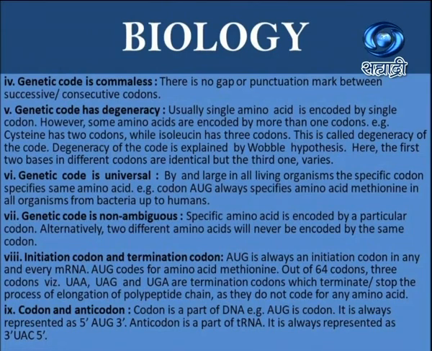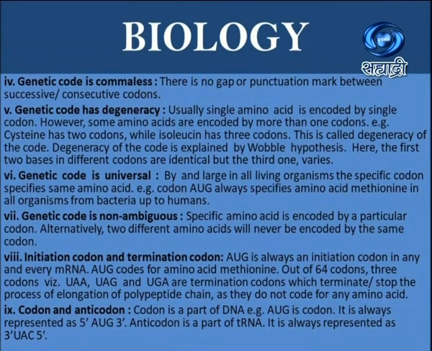Next one, codon and anticodon. Codon is a part of mRNA. For example, AUG is a codon. It is always represented from 5' end to 3' end, that is AUG.